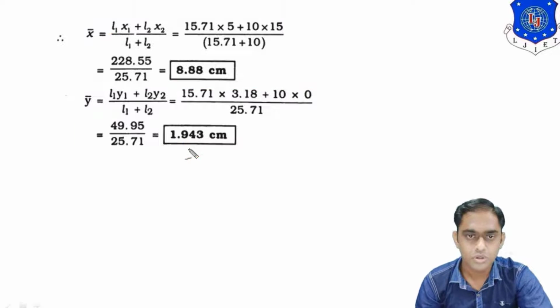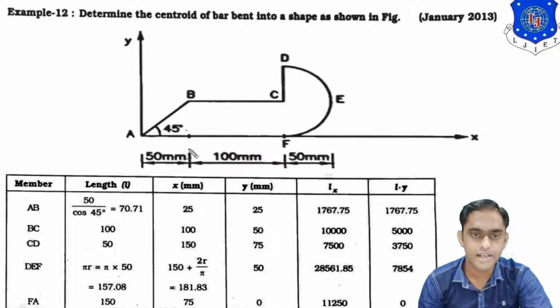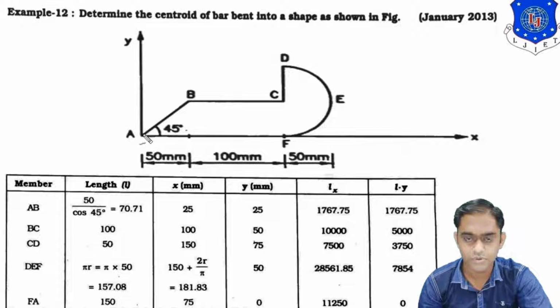Okay, so students, now we are moving to the next sum. Check out this most important example. We have to determine the centroid of bar bent into the shape of wire or bar shown in the figure. How many parts are there? Part 1, straight line AB. Part 2 is straight line BC. Part 3, straight line CD. So these three are the straight lines. Part 4 is the semicircular arc, and the last part is again a straight line FA.